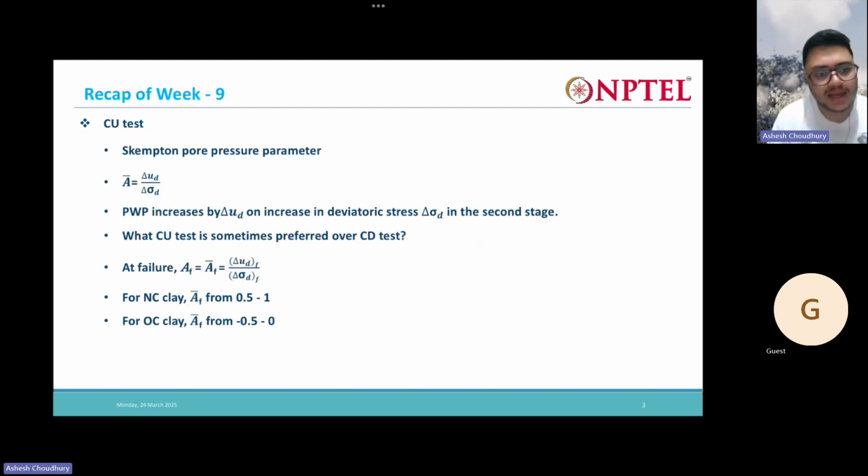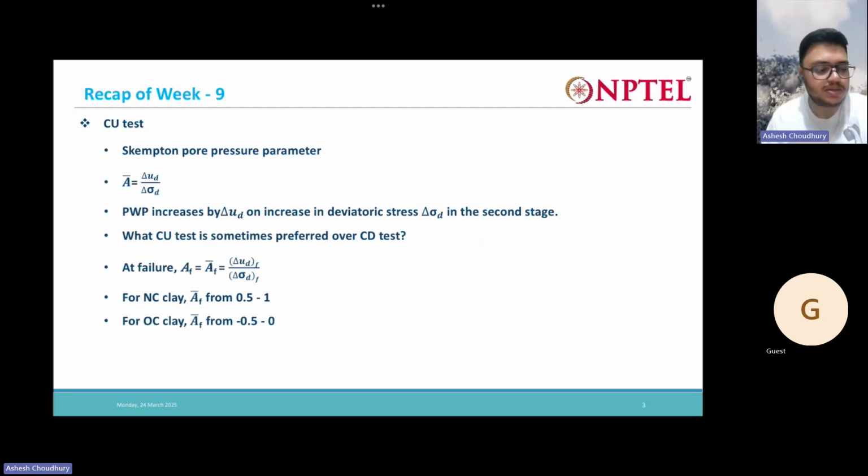So why is the CU test sometimes preferred over the CD test? The CU test is sometimes preferred because it is faster than the CD test. The CD test is quite slow because when you are shearing the sample in the second stage, you need to do it very slowly so that excess pore water pressures do not develop. But in the CU test, the second stage can be a little bit faster. That's why you sometimes prefer the CU test over the CD test. And also in the CU test, you can get both the total stress parameters and, similar to the CD test, the effective stress parameters.